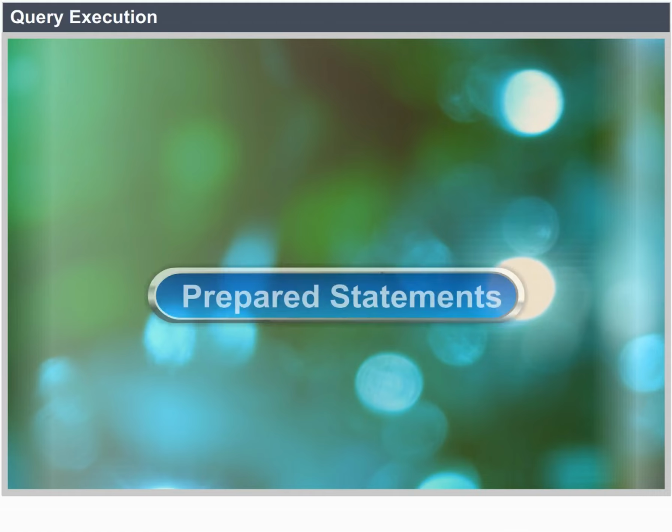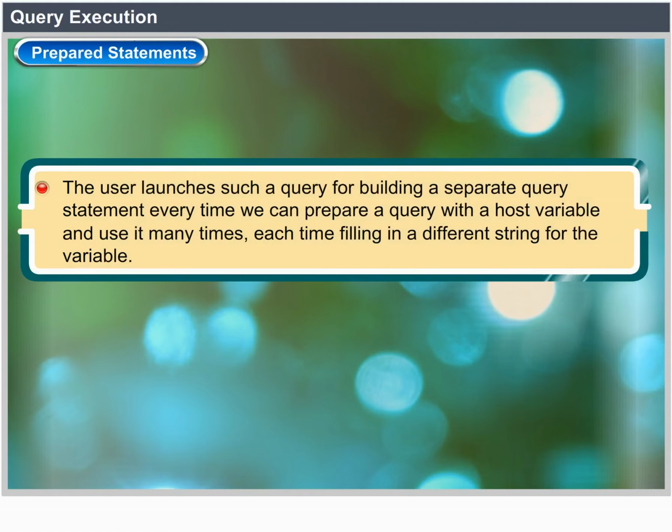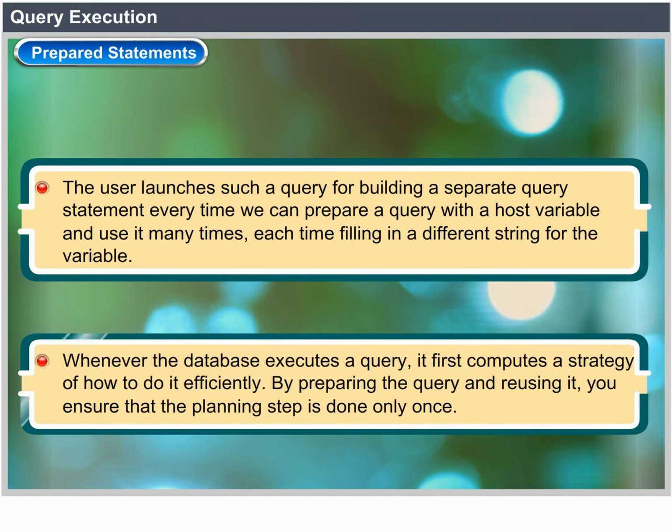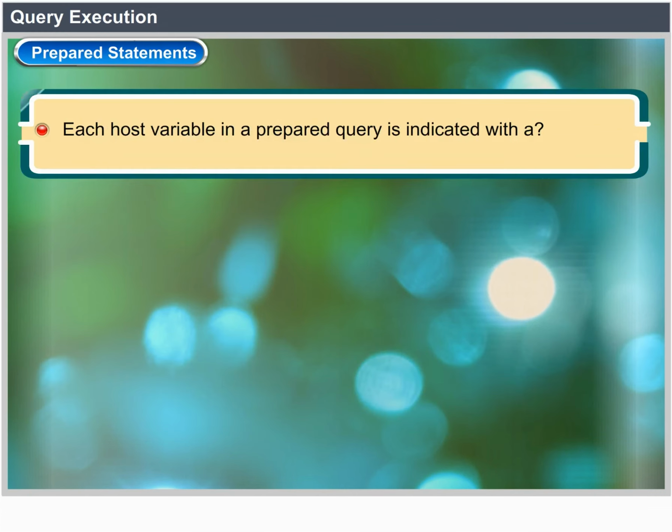Query execution. Prepared statements. The user launches such a query by building a separate query statement. Every time, we can prepare a query with a host variable and use it many times, each time filling in a different string for the variable. Whenever the database executes a query, it first computes a strategy of how to do it efficiently. By preparing the query and reusing it, you ensure that the planning step is done only once. Each host variable in a prepared query is indicated with a question mark.